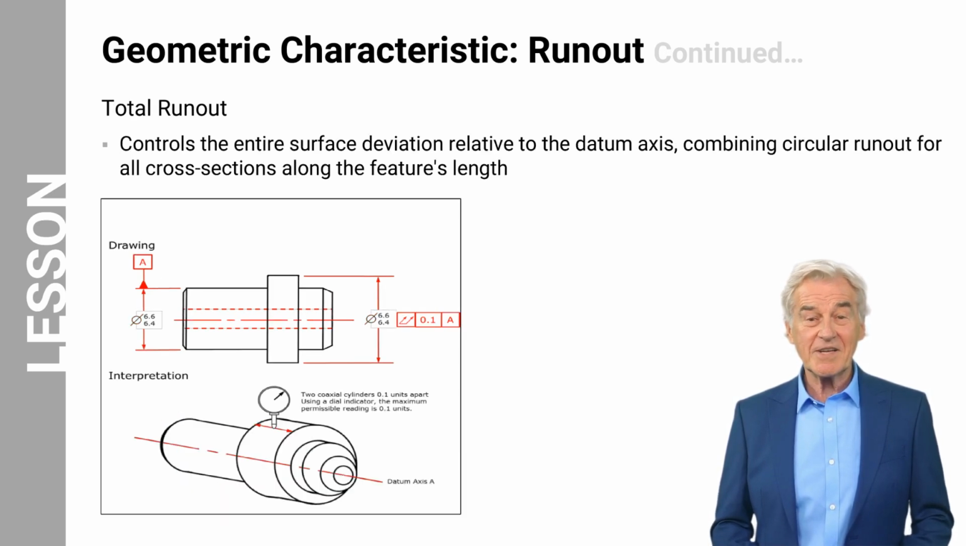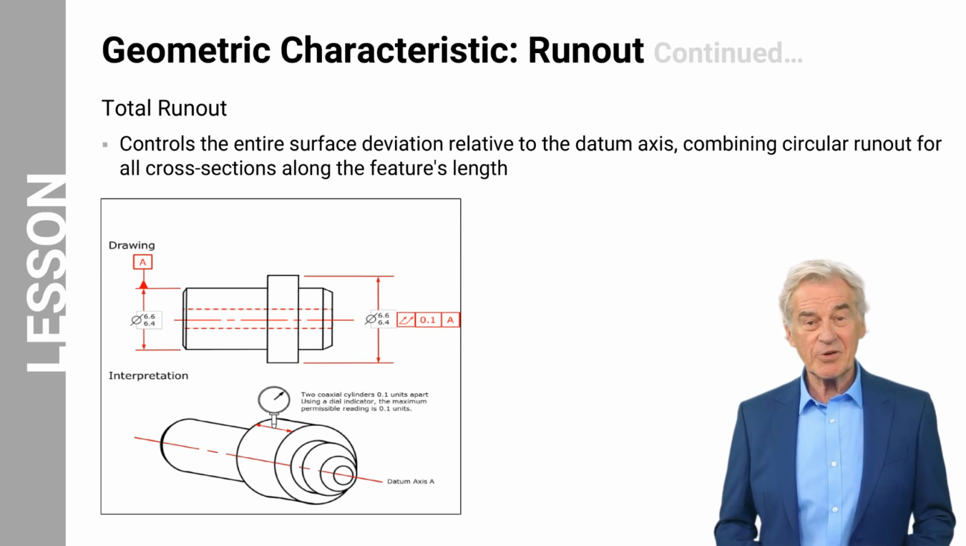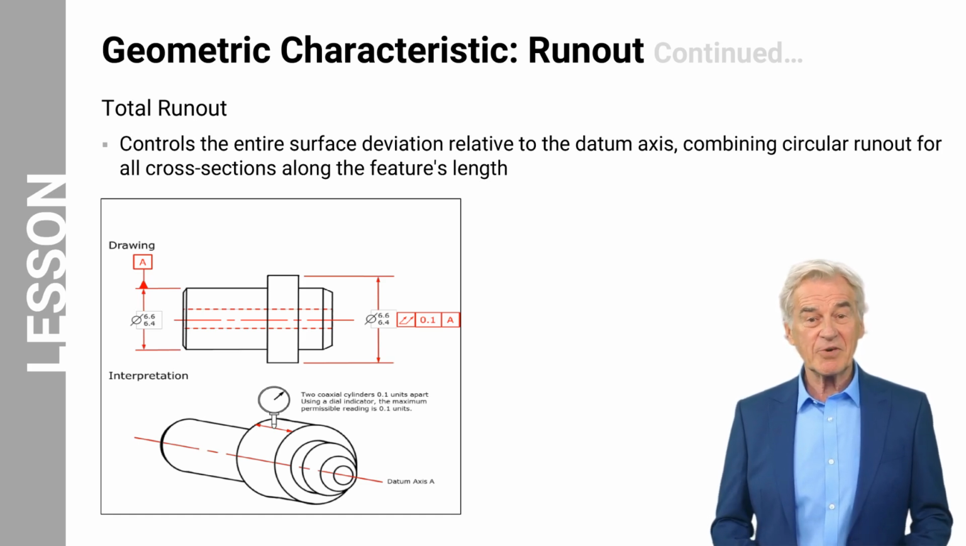The second type of run-out tolerance is the total run-out. Total run-out controls the entire surface deviation relative to the datum axis, combining circular run-out for all cross-sections along the feature's length. The figure on the right shows a total run-out tolerance applied to a circular feature on the part. The tolerance zone, in this case, consists of two coaxial cylinders 0.1 units apart. Unlike circular run-out, measurements for total run-out must be applied to the entire length and surface of the feature in question, not just at a specific cross-section. A dial indicator must be used to determine if the part meets specifications. The dial indicator must show a reading of less than or equal to 0.1 units for the part to be acceptable.